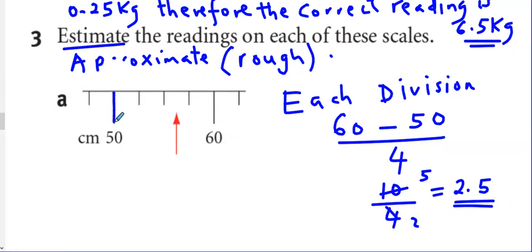Okay, so there we go. This is 50. Add 2.5, this will be 50.5. No, let me check. We got that each line is 2.5, so from 50, add 2.5, this will be 52.5. When you add 2.5 again, you're going to get 55. And when you add 2.5, you're going to get 57.5. So now the reading is exactly between 55 and 57.5.